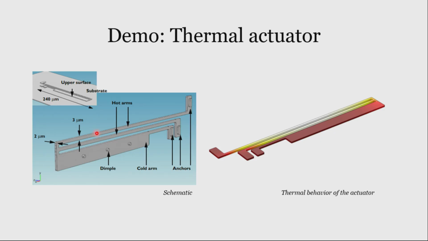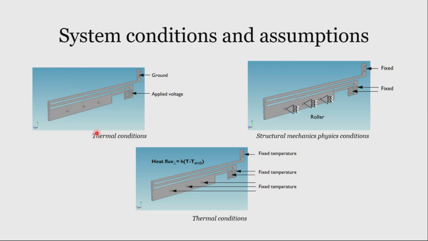So let us go to the next slide, that is talking about the 3 different physics boundary conditions that we give. The first is the electrical boundary condition, that is, we apply the voltage over here on these 2 boundaries, and apply a ground over here. So the current actually flows from the bottom over here to the top, and then we apply fixed boundary condition on these 3 anchors, and then roller boundary condition on these 3 dimples.